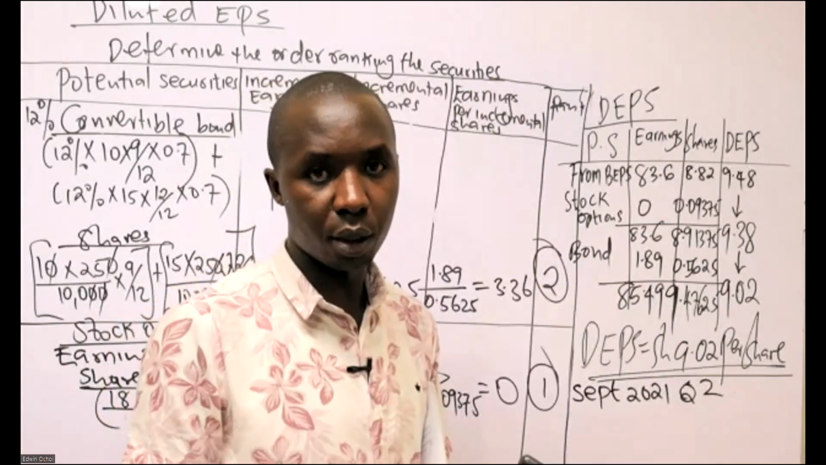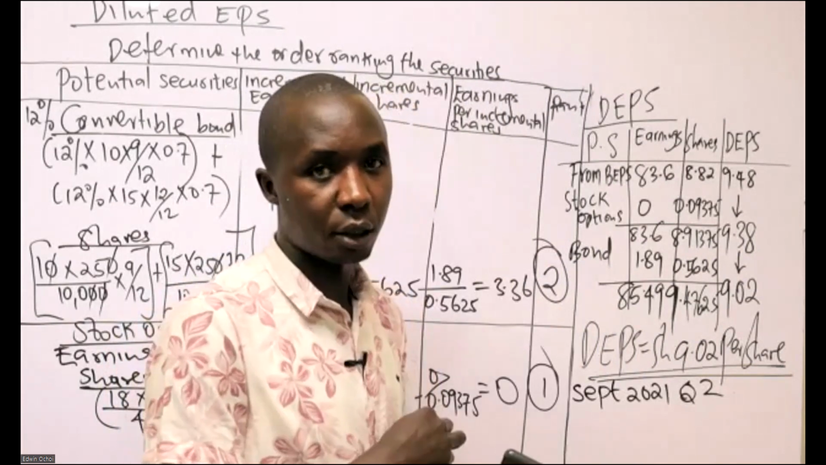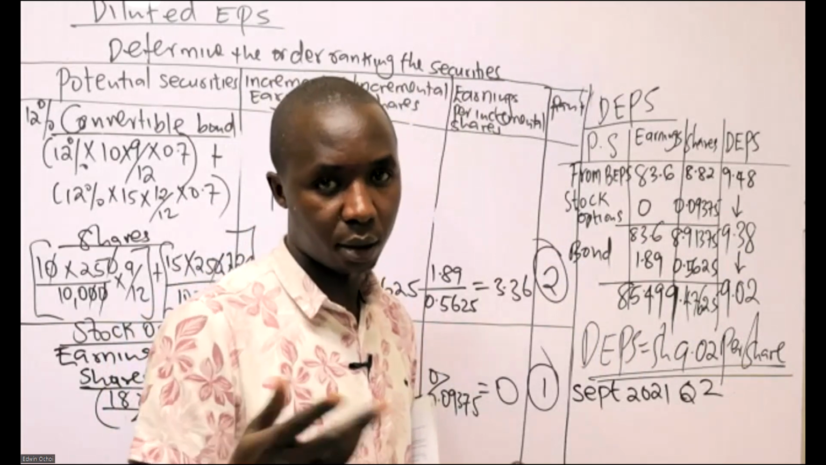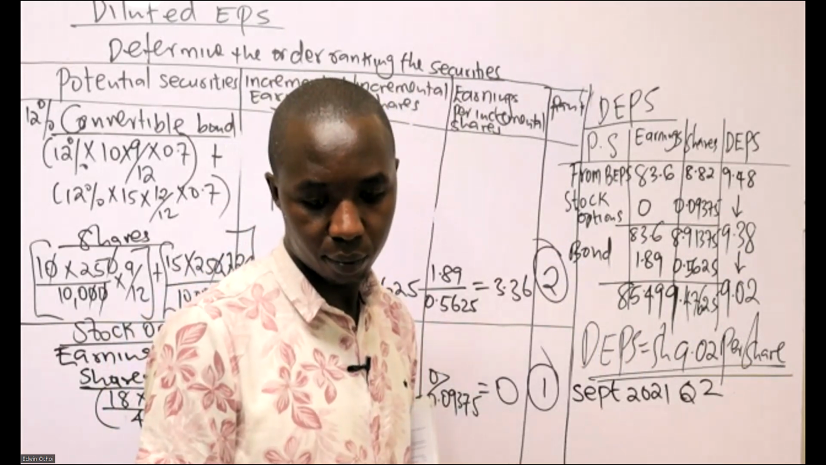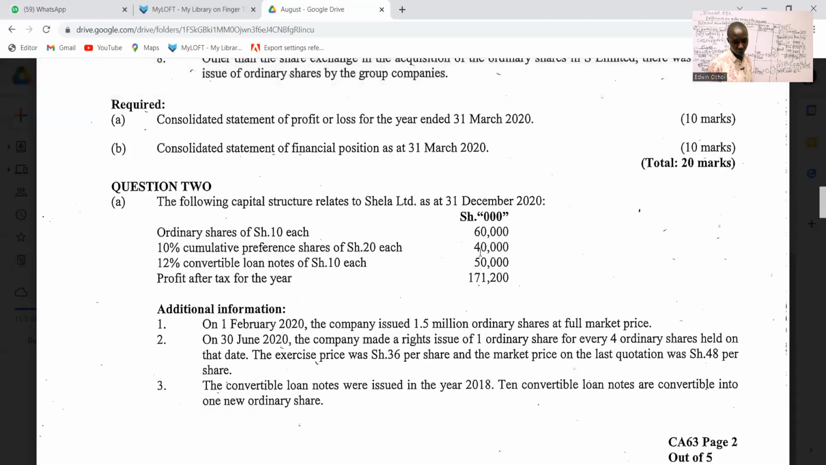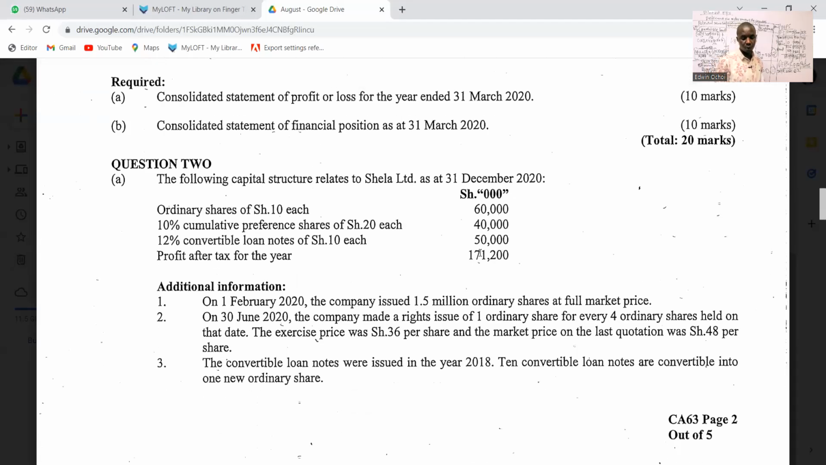So based on what we have done, I will give out an assignment of September 2021 question 2. Let us just look at it, even if I will not do it. They are talking about the capital structure relating to share issues, the same way as in the previous question. Here you are given ordinary shares, 10% cumulative preference shares, 12% convertible loan notes. You are given profit after tax for the year, which in the question we have done was in note 1.